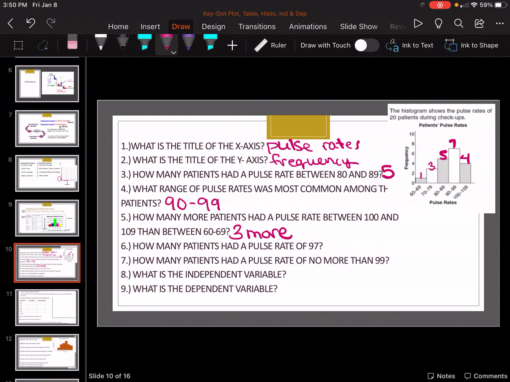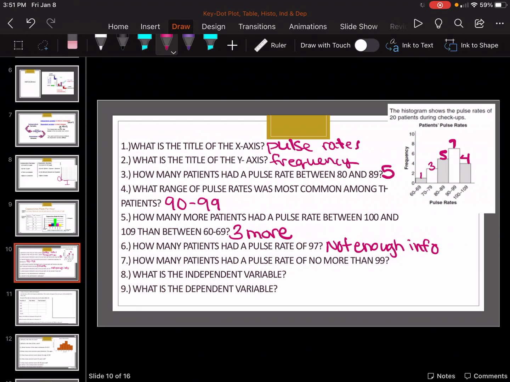Then how many patients had a pulse rate of 97? Because it's a histogram, we don't know how many had 97. We know the range and we know what each one could have been, but we don't know the exact. So you will write not enough info. They don't tell you. If they had a histogram or a frequency table, then they would tell you.